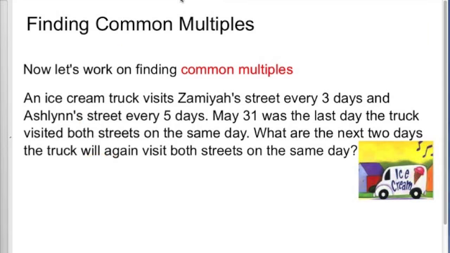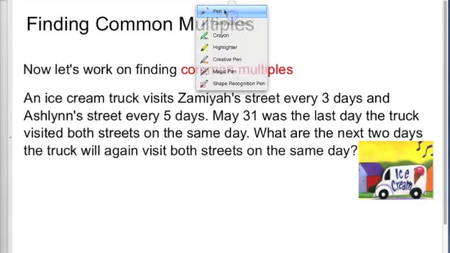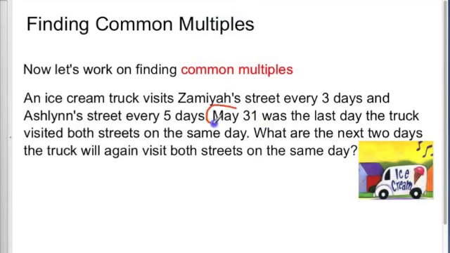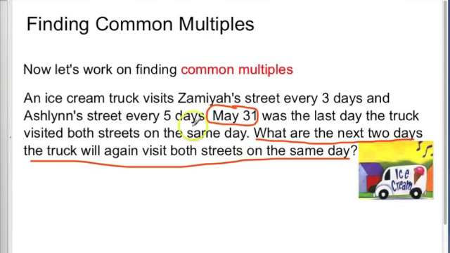Now there's some information that we need to make sure we take care of in this problem. We can clearly see that we're going to be talking about months. So May 31st is a month, and it's the last day of the month of May. So I know that I'm going to be going into June when I'm trying to figure out the next 2 days the truck will visit both streets on the same day.